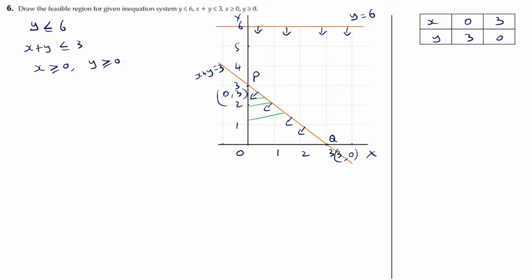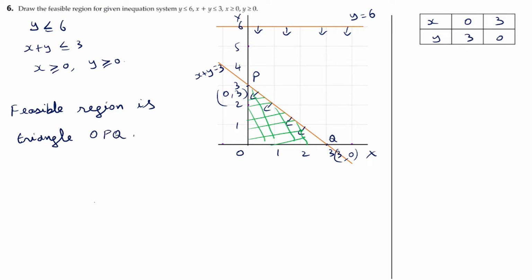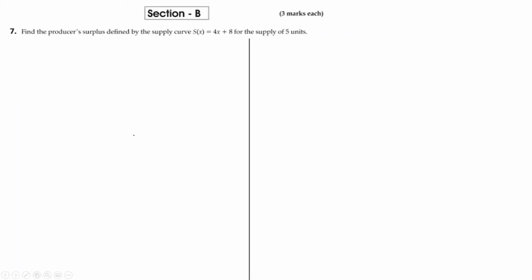So this is the feasible region. So the feasible region is OPQ. Moving on to the next question.